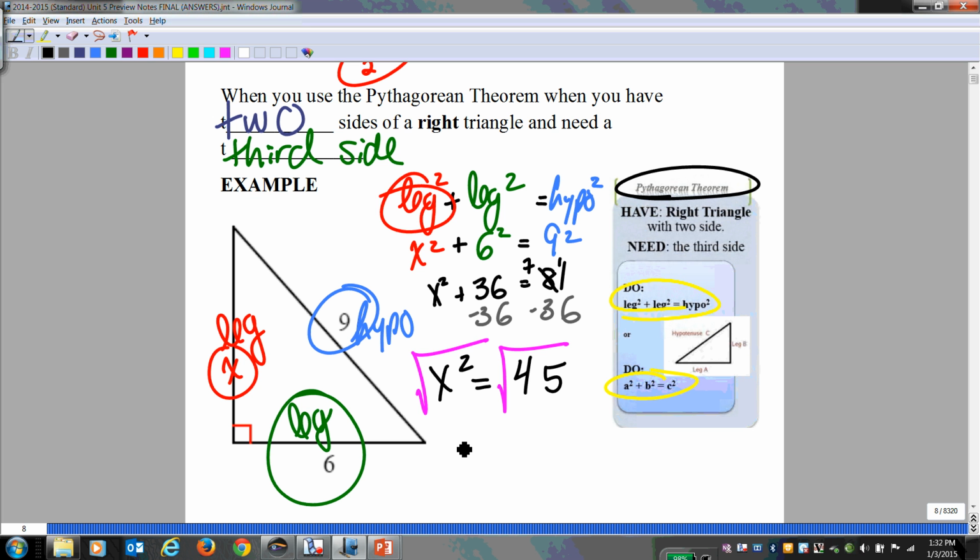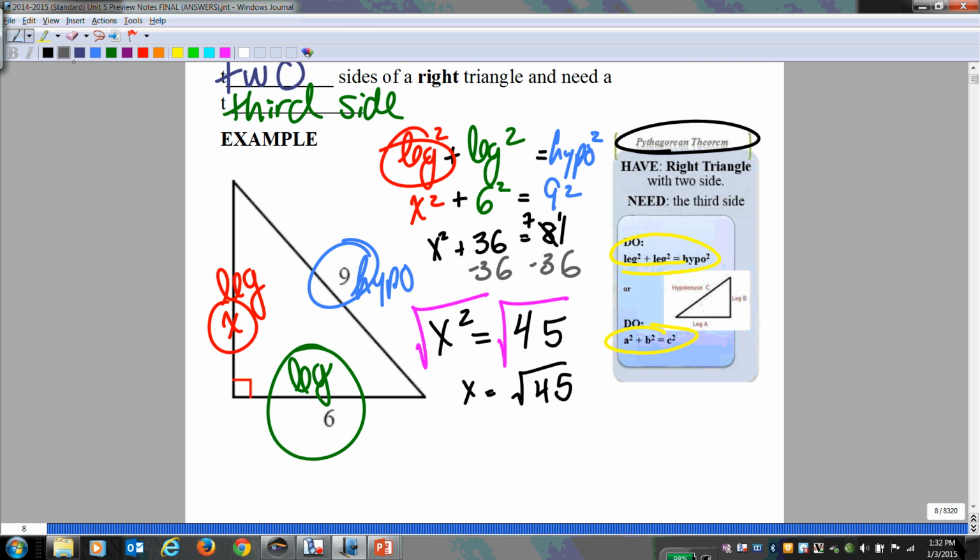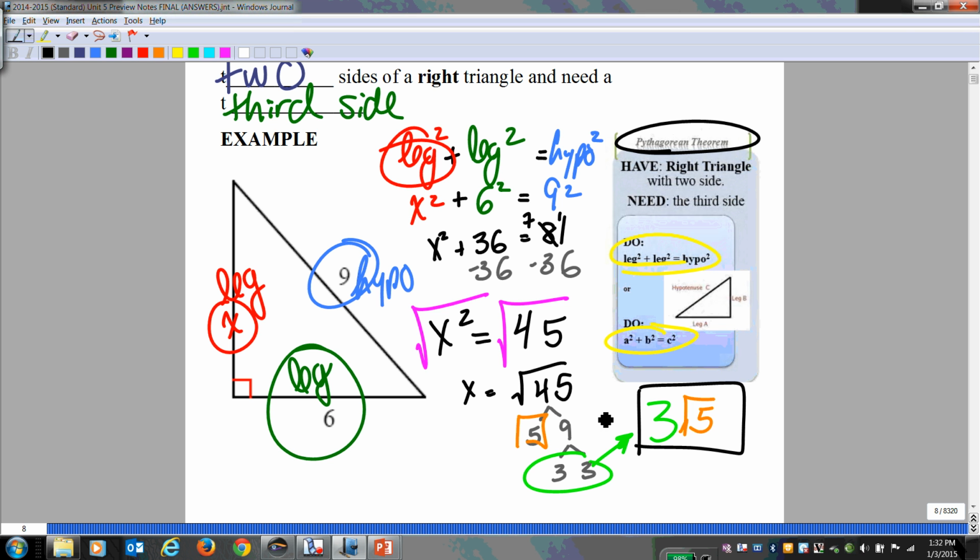So x equals the square root of 45. Now that's not a perfect square, so you have to factor it out. It's going to be 5 times 9, and 3 and 3. If you have a pair, they're going to come out. And no pair stays home, has pizza. So our leg here is going to be 3 square root of 5.